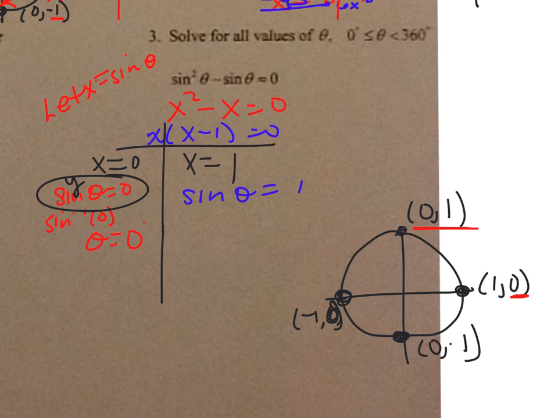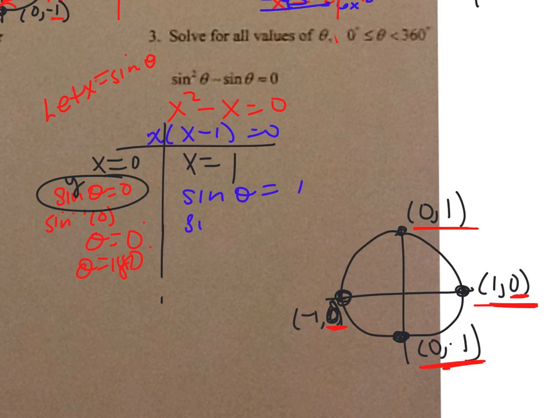90, no. 180, yes. So theta equals 180 degrees. 270, no. Around to 360, yes. At 360, but you can't put 360 because it's not in my interval because I don't have that equal sign underneath. So you have to erase that one. So then I have just 0 and 180 degrees.